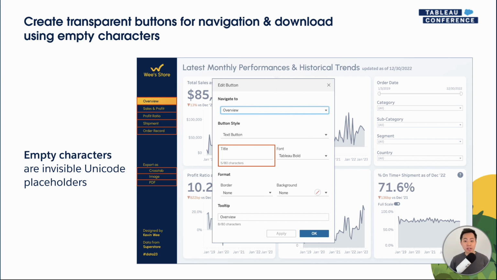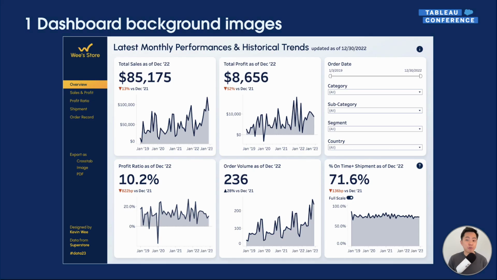For those who are not familiar with the term, empty characters are invisible Unicode characters that we can place in the title section of the button. Doing so will create an illusion to the users that they're clicking the text on the image that are functional buttons, but actually they're clicking the transparent layer above it. So that's how you create the background image for a dashboard.